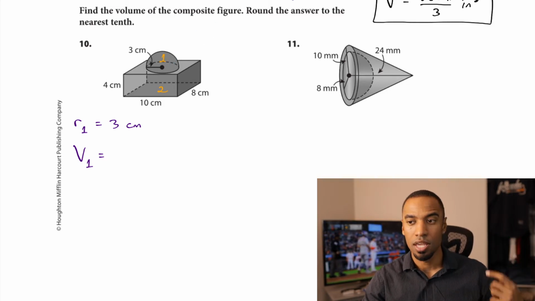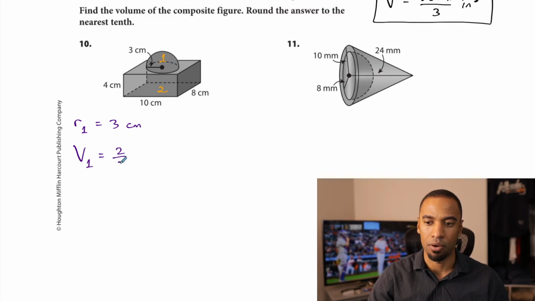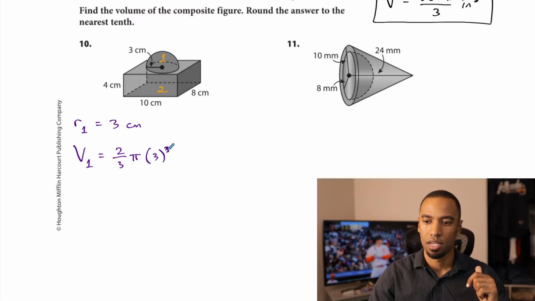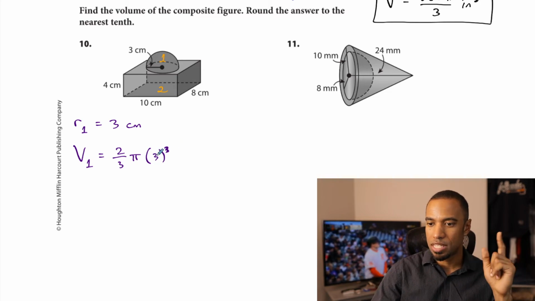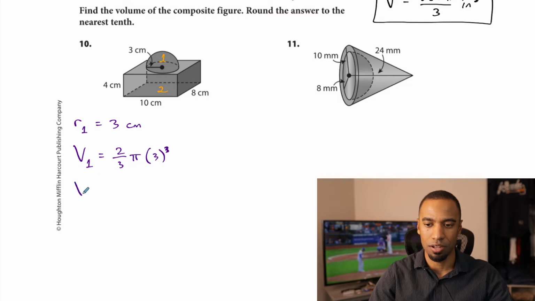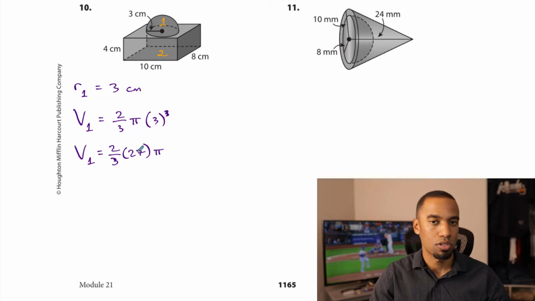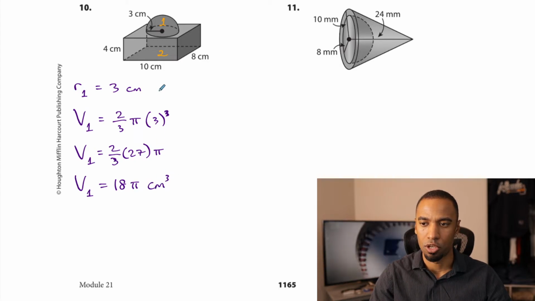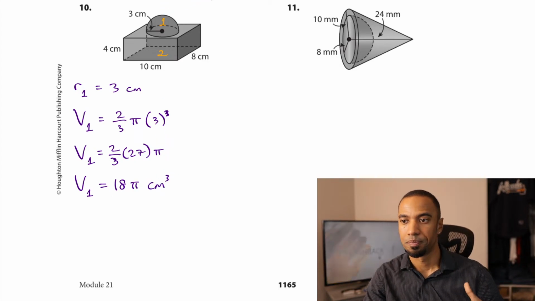Half of 4/3 is 2/3. I'm going to write that right now: 2/3 pi r cubed. This is 3 times 3 times 3 and then divided by 3, right? So 27 over 3. I'll do this in order, because I don't want you to get lost in how I got that number. So 2/3 of 3 cubed is 27. That's pi times 2/3 of 27, which is 18. So that gives us 18 pi cubic centimeters for the volume of the hemisphere.